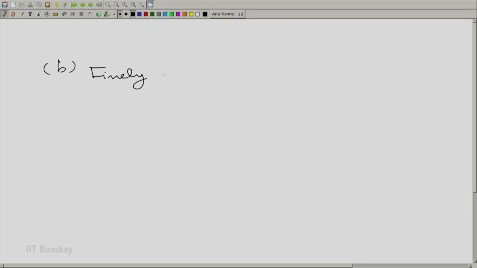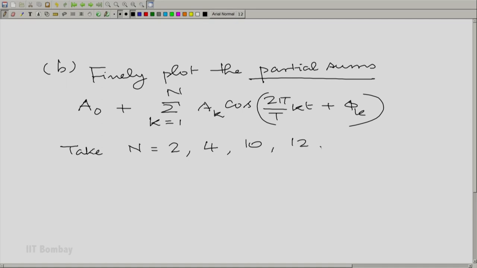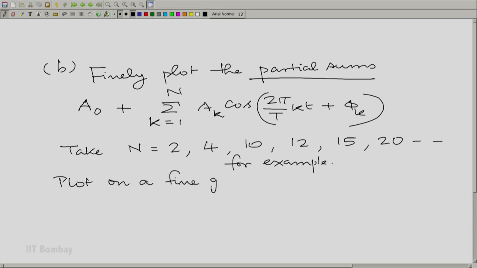Part B, finally plot the partial sum. For example, you could take n equal to, let's say, 2 first, then 4, then you could take 10, then you could take 12, then you could take 15, perhaps you can go on like that. Plot for a fine grid. So, for example, you could take 2048 points, t equal to T divided by 2048 multiplied by n for n going from 0 to 2047. So, you will have 2048 points in that fine interval.